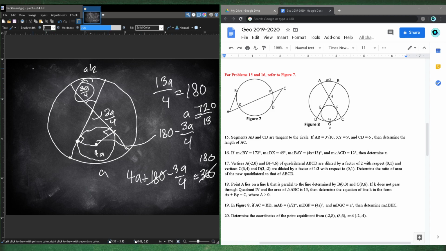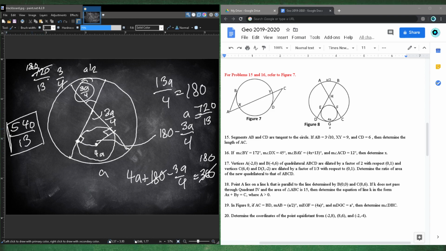So it's going to be 720 divided by 13 times 3 over 4. So 720 divided by 4 is actually 180, right? Because 360 times another 2 is 720. So it's actually 180. 180 times 3 is 540 over 13. And that's the angle. That's your answer for number 19.